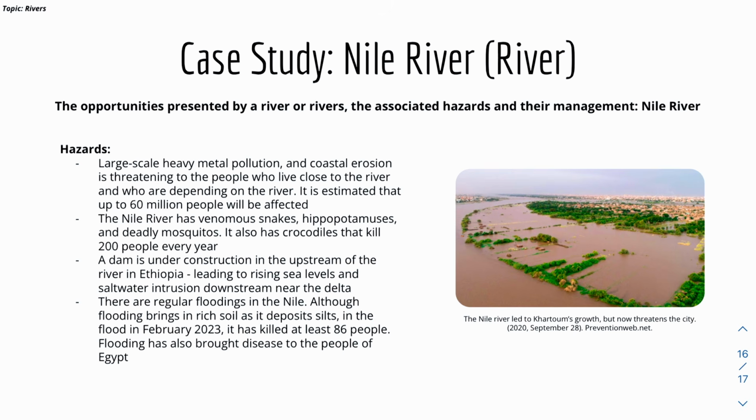And there are regular floods in the Nile, although flooding brings in rich soil as it deposits silt, which will increase the fertility of the land. Because it's very deadly and people might not have the necessary equipment to manage it and its impacts, it actually causes a lot of damage to the people that live near the river, where houses get destroyed.